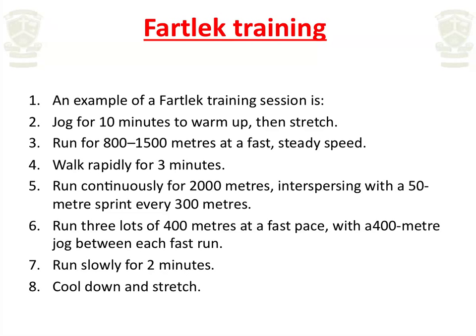So if you look down at points number 3 and 4, we've got run for 800 to 1,500 metres at a fast, steady pace, then walk for 3 minutes. So there's a difference already in the intensity that the person is training at. Number 5, they run continuously for 2,000 metres, interspersing with 50-metre sprints every 300 metres.